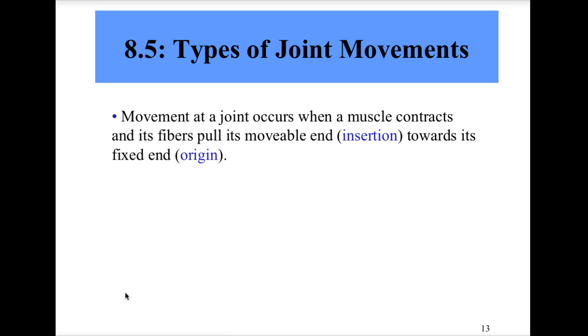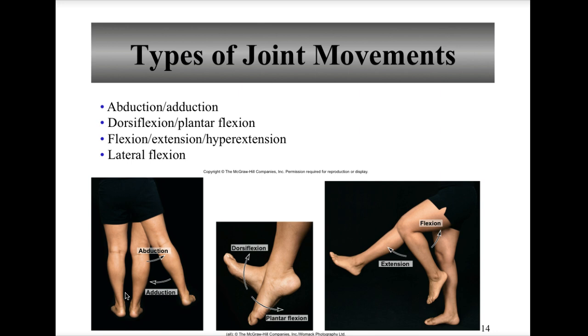So there are terms used to describe the movements at joints that occur in different directions and in different planes. And we will look at some of that terminology. So you have abduction and adduction. Abduction is moving a limb away from the midline. An example would be raising the arm or thigh laterally. Adduction is moving a limb toward the midline.